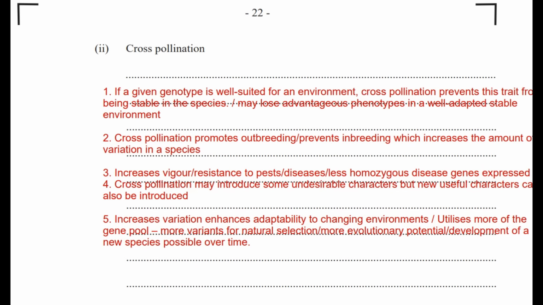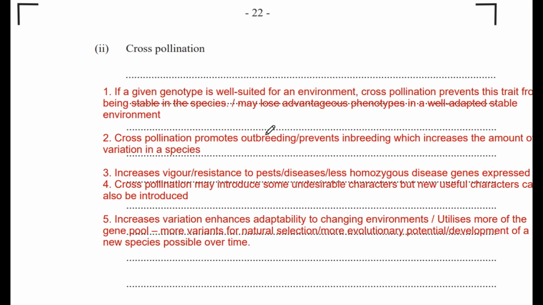So cross-pollination is almost the same thing. You pick any two of these and try to run with it. It's basically the opposite. So with cross-pollination, if a given genotype is well suited for an environment, cross-pollination prevents this trait from being stable in the species. So if you have a genotype that's really good for that plant, it could be diluted or lost over a few generations, and it could lose its stability in the environment. Again, this is unlikely to happen in most environments. It is usually, again, artificially run. You'd want to preserve certain traits.